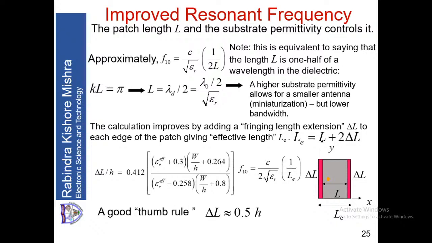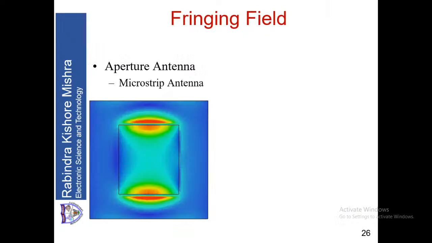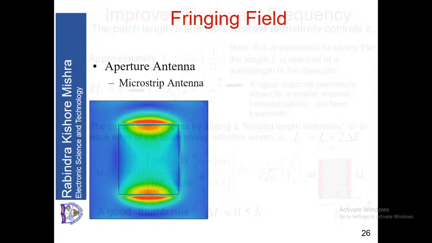So once we know this resonant frequency, now let us come to the effect of the fringing field. What happens because of the fringing field? Let me take 1 minute for this.